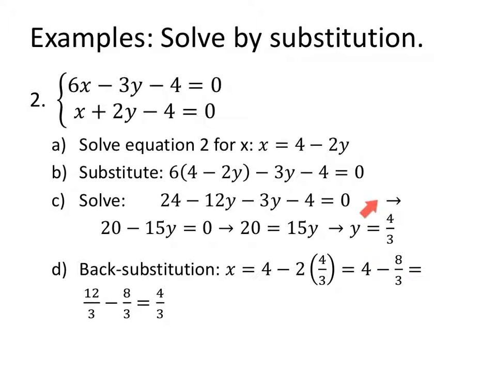Now that I know y, I could put it back in and solve my equation for x. X is 4 minus 2 times 4/3. We know that 2 times 4/3 is 8/3, and 4 currently has a denominator of 1. So I need a common denominator. In order to get a common denominator, I'm going to multiply both numerator and denominator by 3. So that's 12/3 minus 8/3, which gives me 4/3. And my solution is the point 4/3 for x, 4/3 for y.